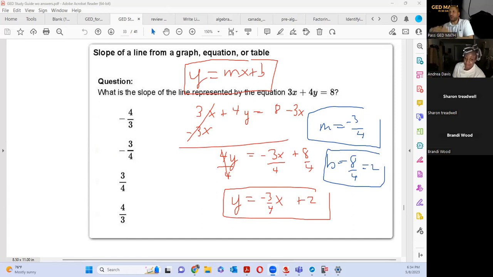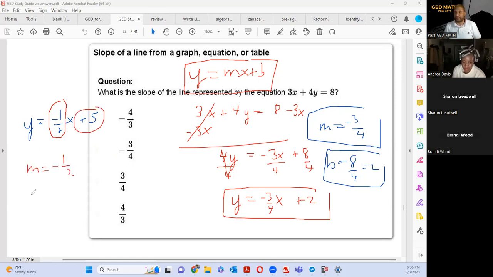So instead of wasting 2 to 3 minutes trying to solve for y, I'm trying to show you how to identify: is it slope-intercept form? Is it standard form? If it's standard form, it's easy: minus A over B. If it's slope-intercept form, it's even easier. If I had negative 1/2 x plus 5, that's why they call it slope-intercept form, because you can see the slope right away. Slope is minus 1/2. Y-intercept is plus 5. That's easy. Those are the two forms you need to be familiar with on the GED exam.